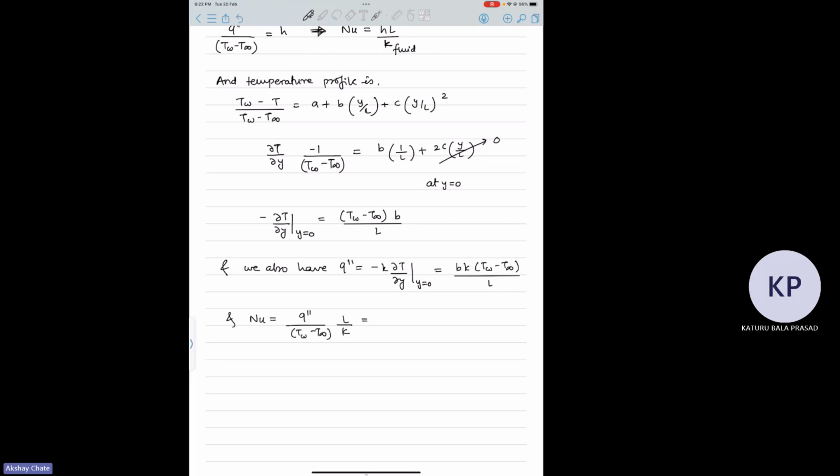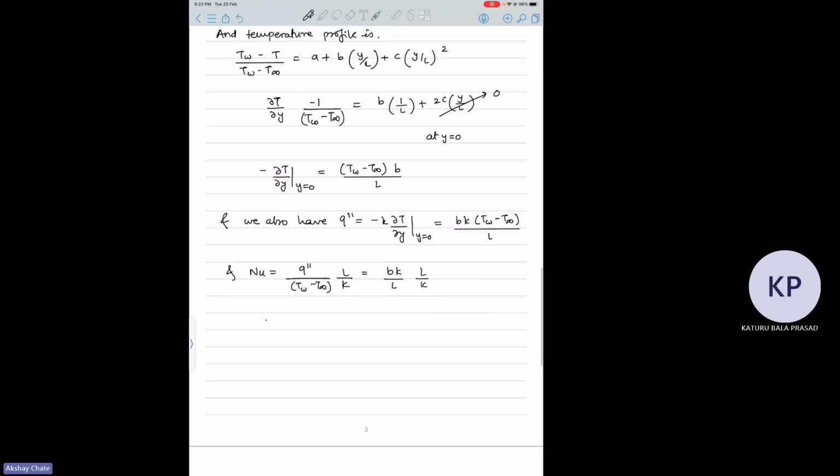So now put this flux value here. So this T wall minus T infinity gets cancelled. So what you end up with is B K L into L by K. So basically you have a constant Nusselt number, which is equal to B.